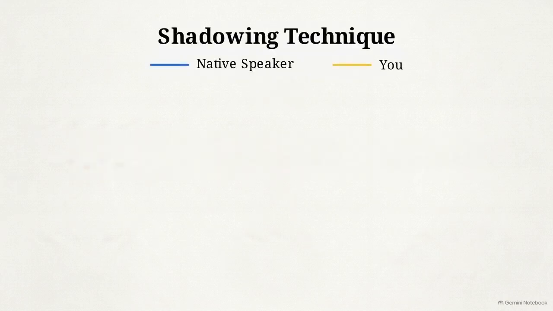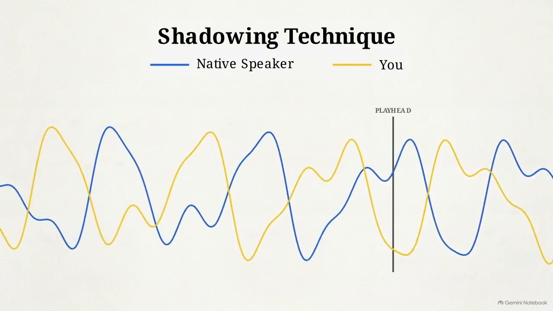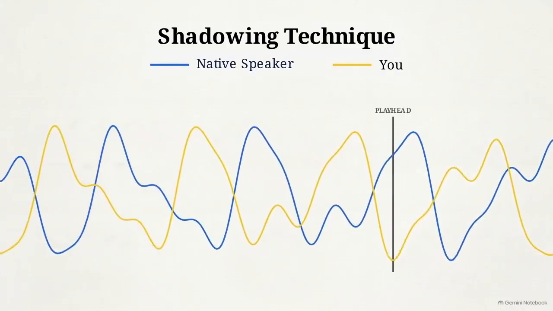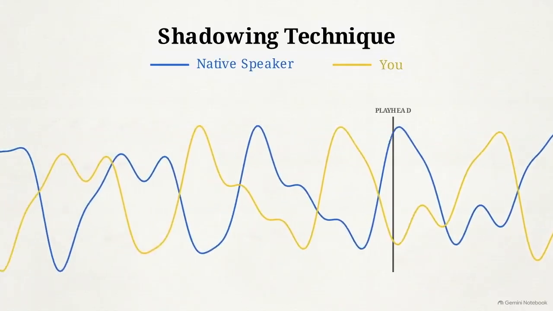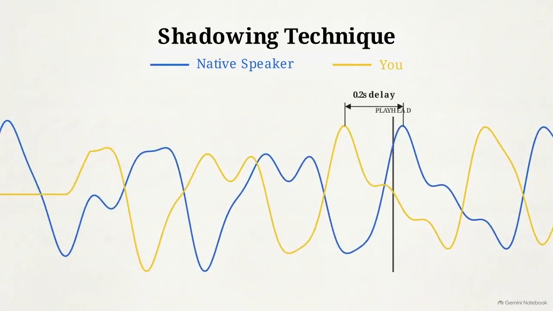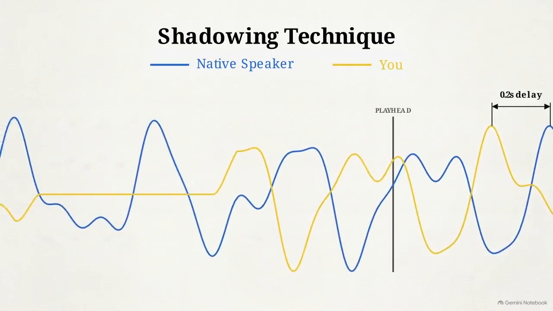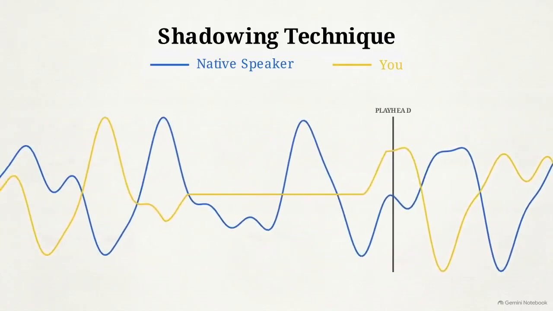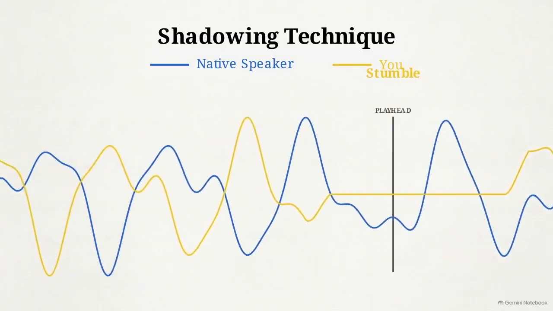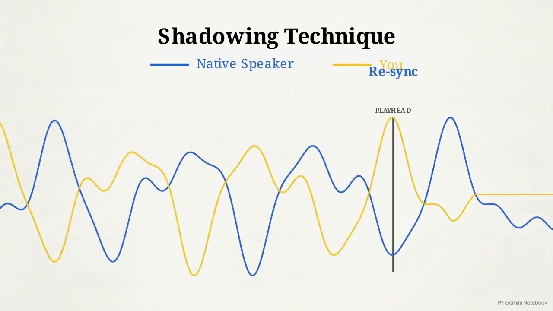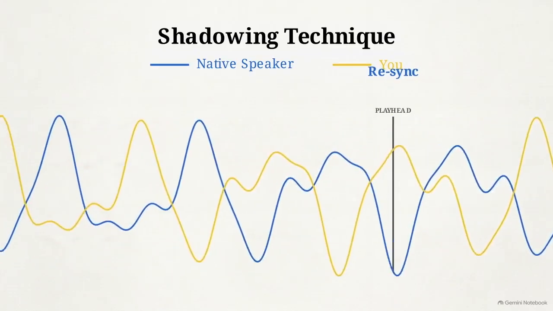This diagram illustrates a primary exercise to train that efficiency, called shadowing. The first waveform represents a native speaker, and the second one right behind it is you. You practice by repeating what the speaker says aloud with a 0.2-second delay. At first, you will likely stumble, but notice how the second waveform catches up to the main rhythm.